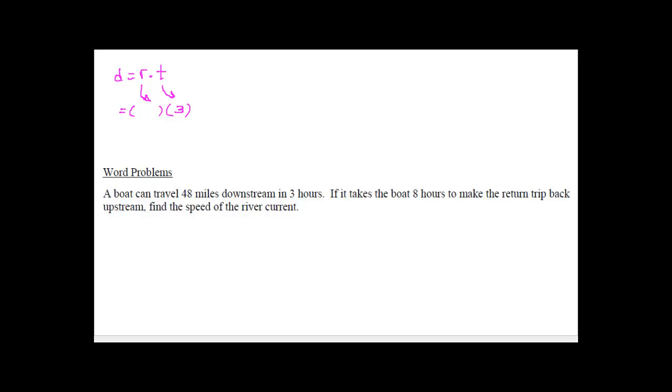Okay, so it says 48 miles. It doesn't say 48 miles per hour here. It says a boat can travel 48 miles downstream. Now 48 miles is a distance. So the distance here is 48. Let's just fill this out here. That would be 48, a distance that we're going downstream. Okay, let's look at the arrow down.